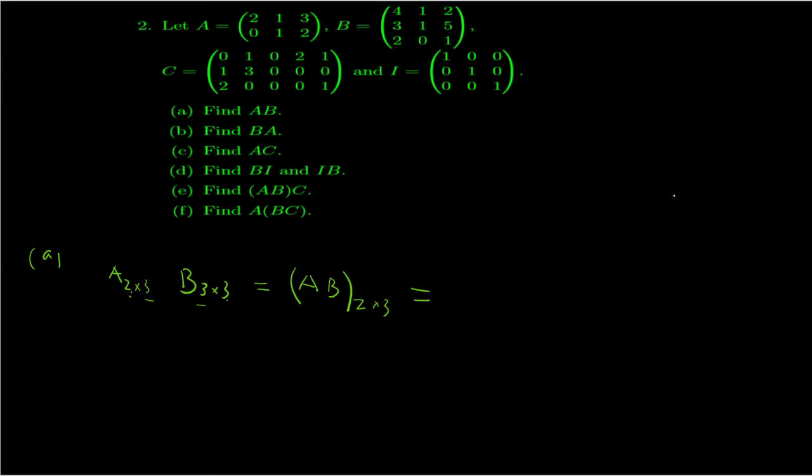So this time I'm going to copy A and B. You have 2, 1, 3 in here. I'm trying to copy the matrix A. Okay, so 0, 1, 2 here in the second row, and B is the 3 by 3 matrix: 4, 1, 2, 3, 1, 5, and then 2, 0, 1.